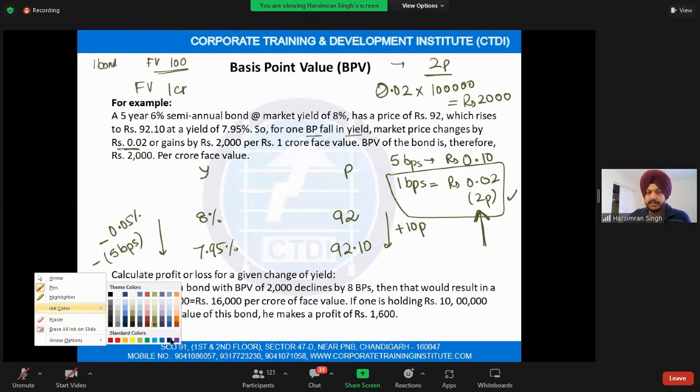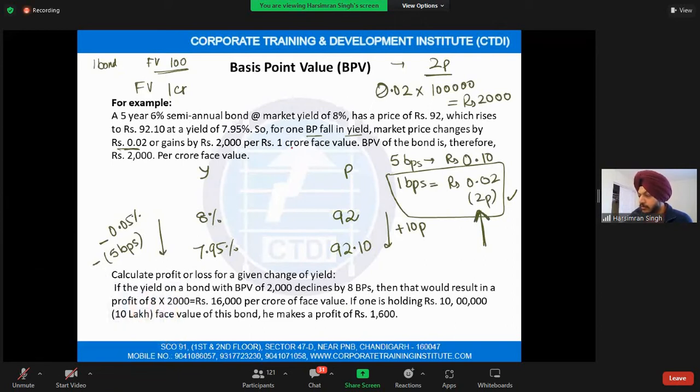So understand one thing. Now you understand this line also, that for one bond the gain or loss is 2 paisa, and for 1 crore face value it is 2000. Now he says calculate the profit or loss for a given change of yield. If the yield on the bond declines by 8 basis points, we know that for 1 basis point change, the movement in the portfolio will be 2000. For 8 basis points the movement will be 16,000. Yes or no?